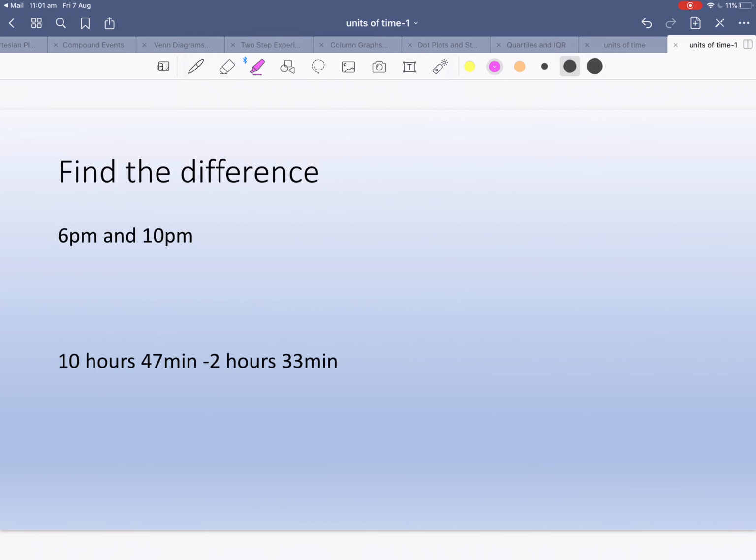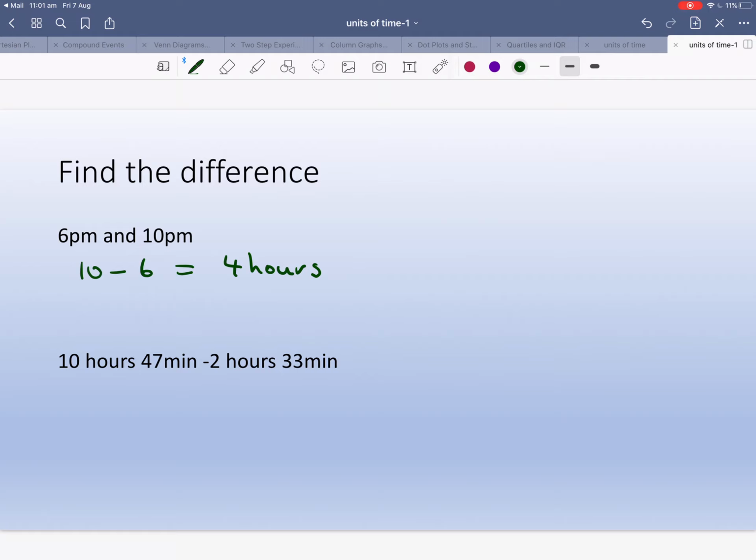All right, now we've got a couple of questions. Find the difference in time. What's the difference between 6 p.m. and 10 p.m.? Well, I'm going to go 10 minus 6, and I get 4. So the difference is 4 hours. And you probably could have told me that just by looking at it. There's 4 hours difference between 6 p.m. and 10 p.m.